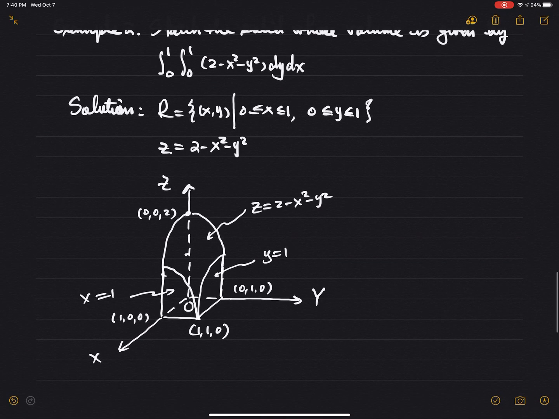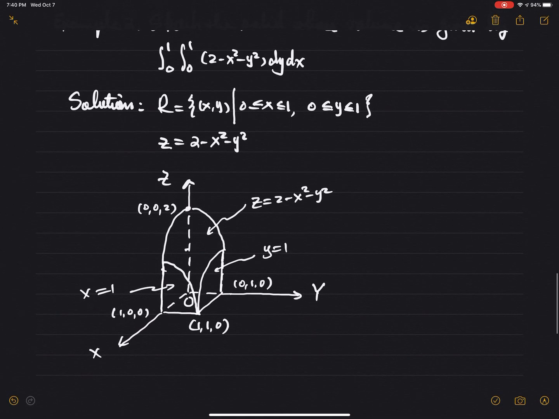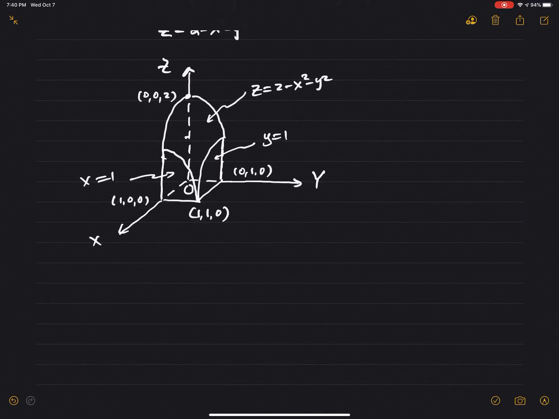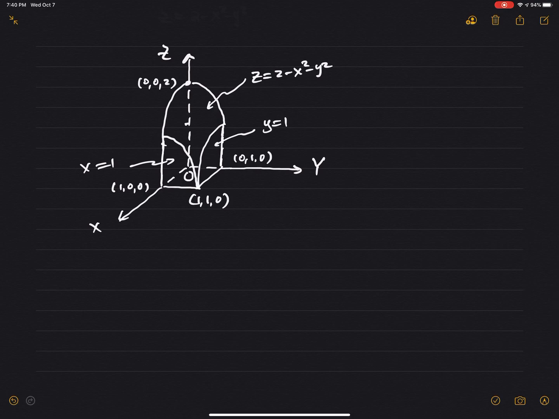Sometimes practice makes it better. Okay, let's look at another application problem. Problem number 3. Example 3.